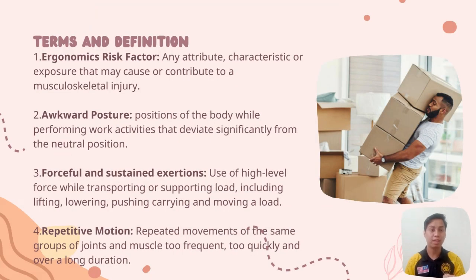Next, we will take a look at several key points in terms of the ergonomics guideline, which will help us understand more about this topic. The first one is ergonomics risk factor, which is any attribute, characteristic, or exposure that may contribute to a musculoskeletal injury. Second is awkward posture, which is also known as the position of the body while performing work activities that deviate significantly from the natural position. Third is forceful and sustained exertion, which means use of a high level of force while transporting or supporting load. The fourth one is repetitive motion, known as repeated movement of the same group of joints and muscles too frequently, too quickly, and over a long duration.